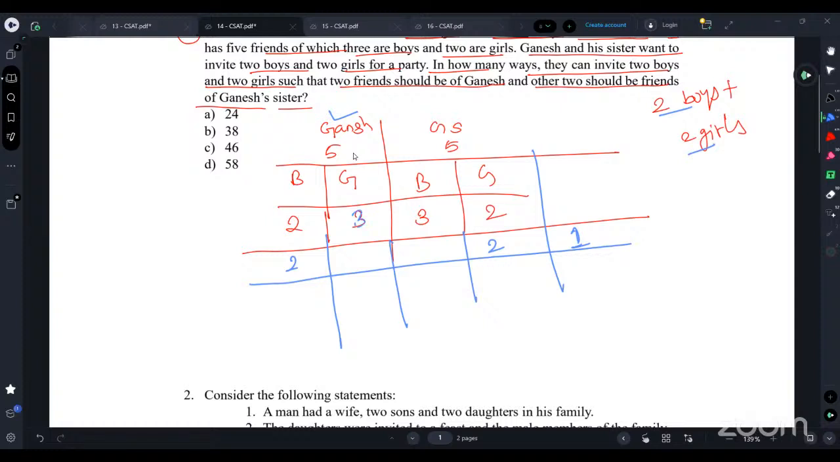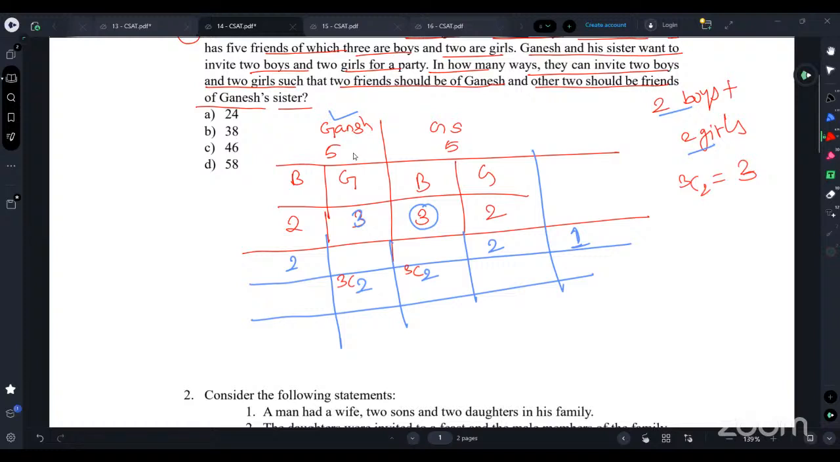Out of these 3 girls from Ganesh's friends, I can invite 2 girls out of these three, right? And out of these 3 boys from Ganesh's sister, I can invite 2 boys, right? So this is one way. Now you have total 3 options here, out of which you are inviting 2. Again, you have 3 options, again inviting 2. So if you calculate the value of 3C2, that comes out as 3, right?